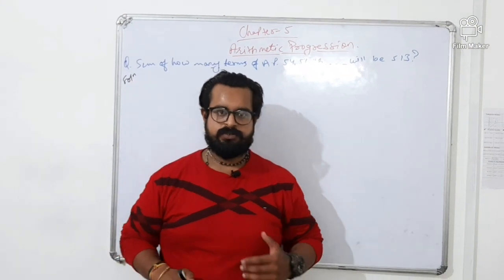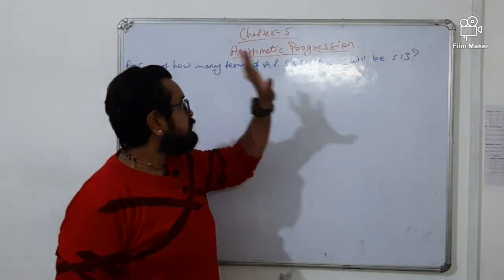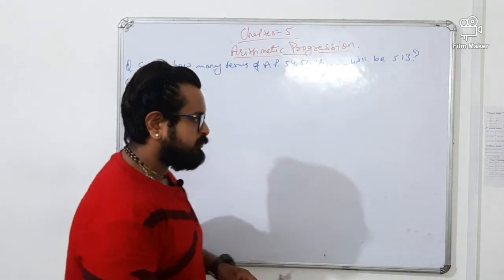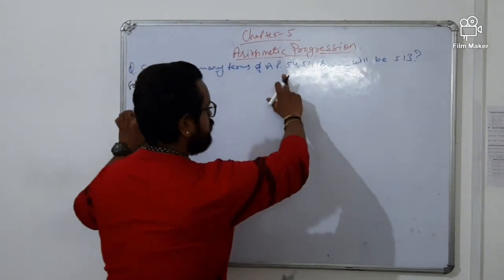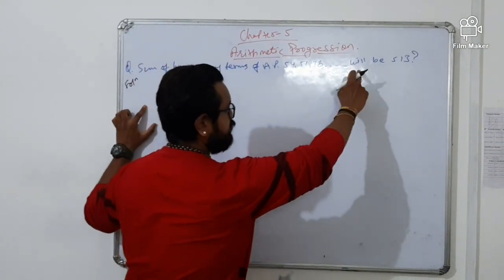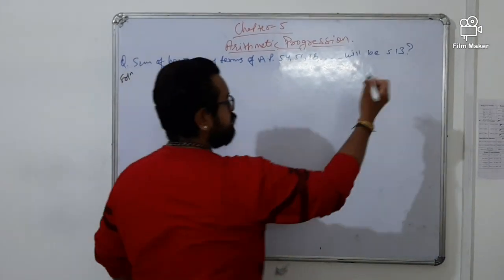Hello student, so we'll solve more questions based on the topic which we have started, that is arithmetic progression. And now today's first question is, see how many terms of AP 54, 51, 48 will be 513. First try to understand the question, that what question is saying.